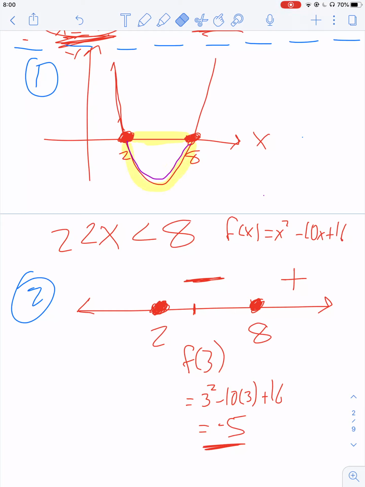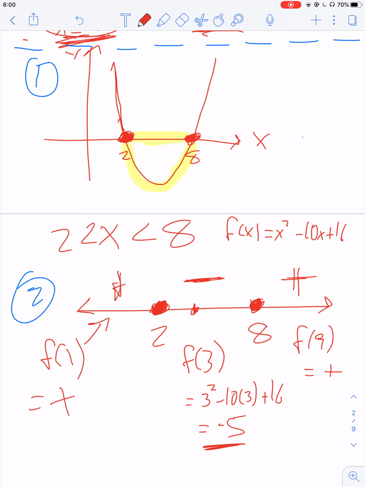Well, you just have to find a value that's greater than 8. I'm not going to do this because I don't want this video to be too long. Here I picked 3 because 3 was between 2 and 8. Here, pick another number. You could pick 9 or 10. Find f of 9 and you'll see that it's positive. So this has to be positive. And same thing over here: find f of anything that's less than 2. So f of 1, and you'll see that this is also positive. And this is where the signs are coming from.